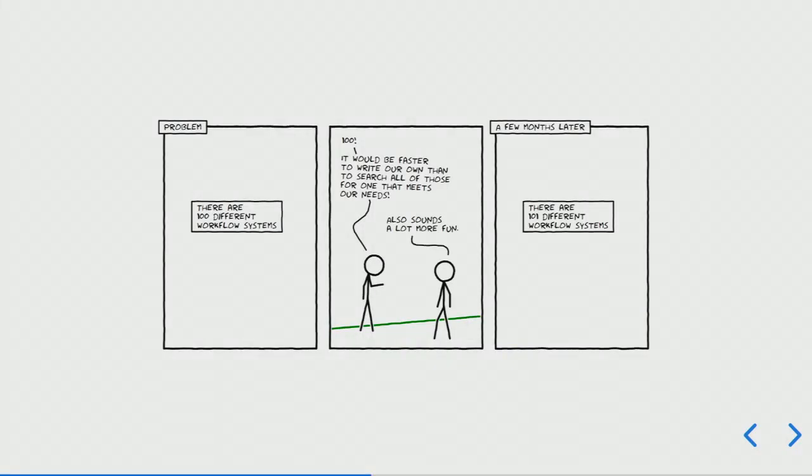What's the difference between a workflow system and a build system? That is a good question. They're very similar. And I would say that effectively a build system is a workflow system with a graph composition step in front of it.